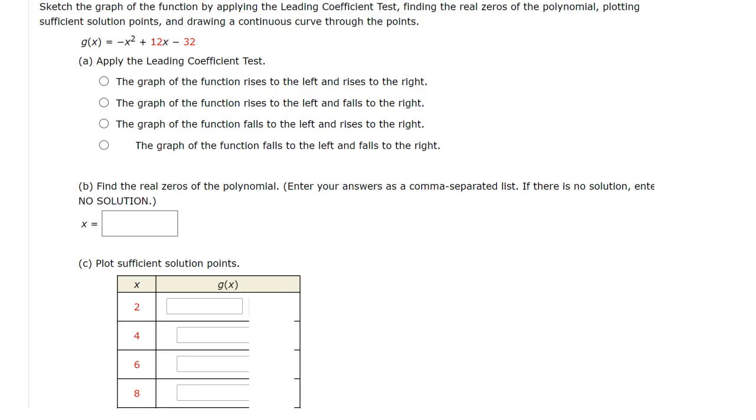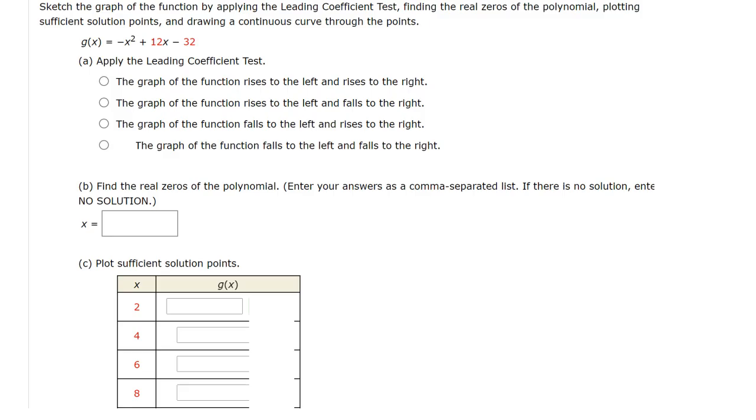All right, so let's keep on moving forward. It says sketch the graph of the function by applying the leading coefficient test, finding the real zeros of the polynomial, plotting sufficient solution points, and drawing a continuous curve through the points. So they're giving me a function here, g of x, which is negative x squared plus 12x minus 32. So, applying the leading coefficient test.